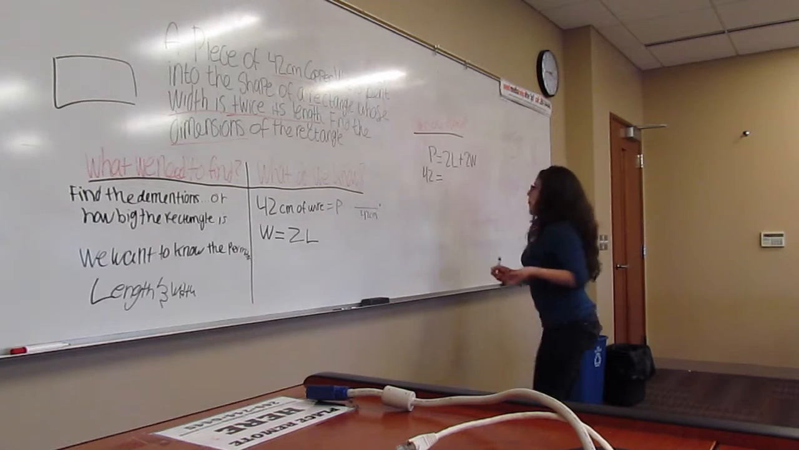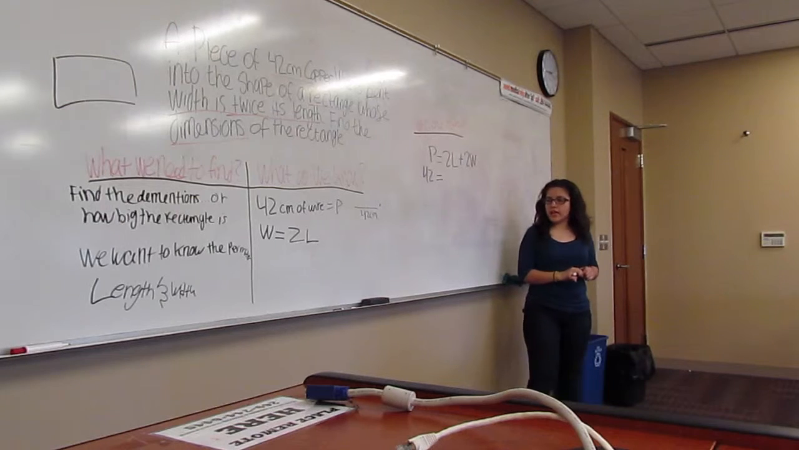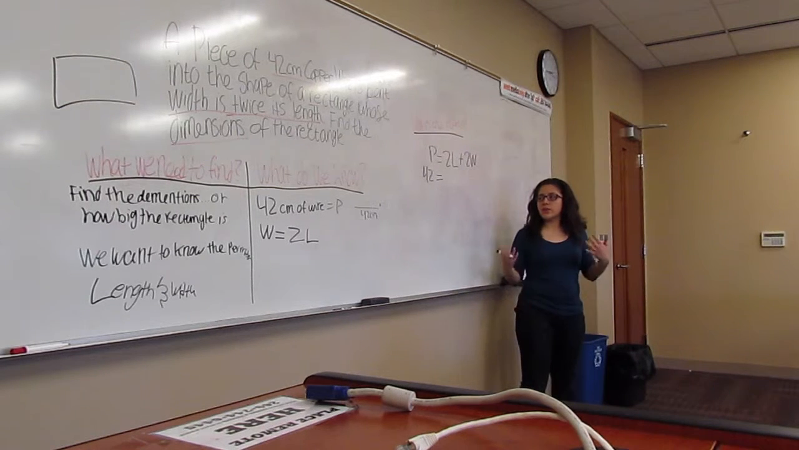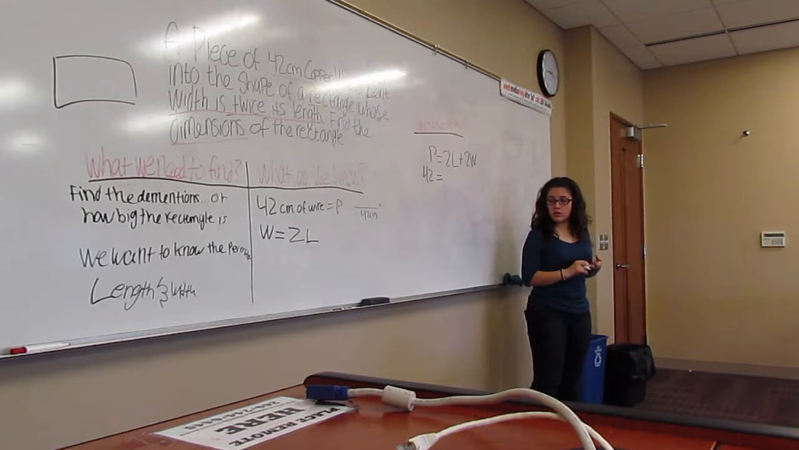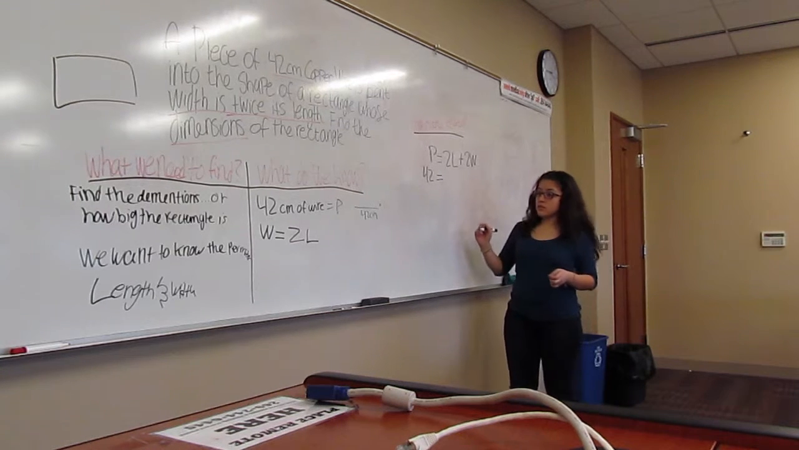And do you see anything else under what we know that we can substitute in to make it one variable instead of 2 variables? Yes, Elizabeth? Width is 2L. So 2L? We can put that in for W.